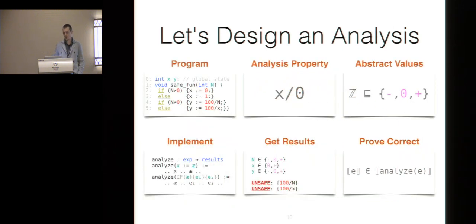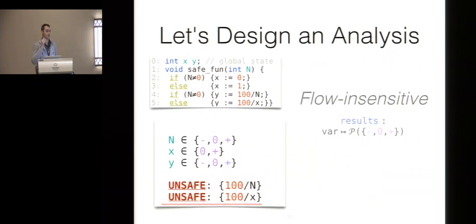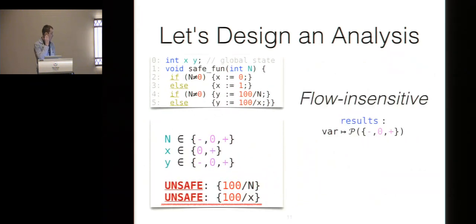So there's my template for designing an analysis. Let's look at these results and look at why they weren't the ones we wanted or the best ones. The reason we got this analysis is because it was a flow-insensitive analysis. And we know it's flow-insensitive because there's a global mapping from variables to the values that they may take on at any point in the program.